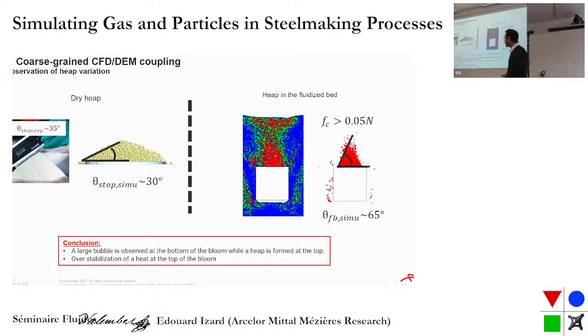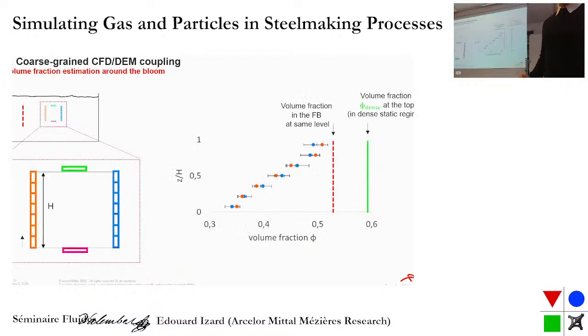So if I'm looking only at the heap without fluidization, the heap is about 35 degrees in the experiment. In the simulation it is about 30 degrees. Now, if I'm looking at the fluidized bed simulation, I have an angle that I can measure with the contact forces. The angle is about 65 degrees. So it means that I have an overheap that is stabilized by the gas, in fact. So that's what we observe. We have an overstabilization of the heap at the top of the bloom. So it's something quite interesting to know.